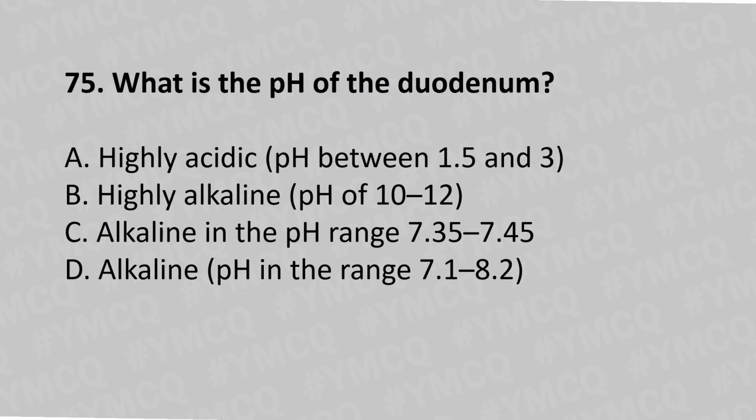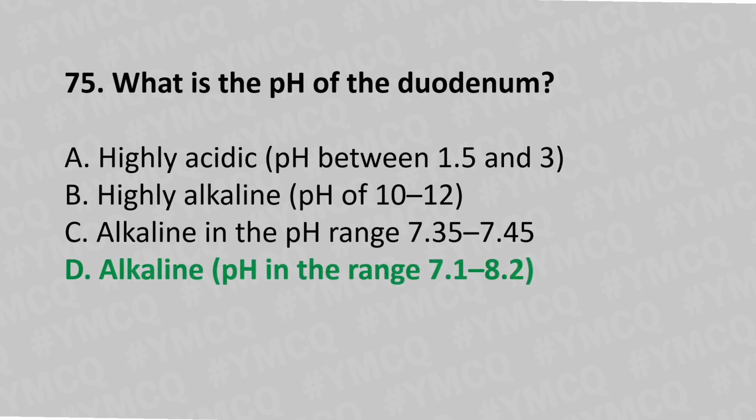Now let's move to question number 75. What is the pH of the duodenum? Option A, highly acidic, pH between 1.5 and 3. Option B, highly alkaline, pH of 10 to 12. Option C, alkaline in pH range 7.35 to 7.45. Option D, alkaline pH range from 3.1 to 8.2. And the answer is option D, alkaline pH range from 7.2 to 8.2.